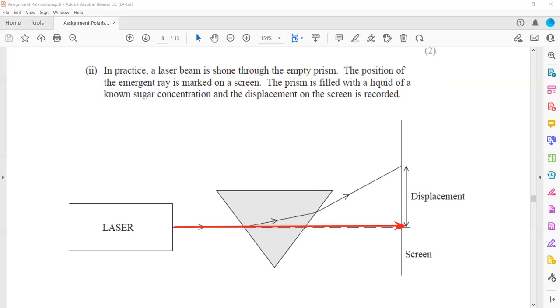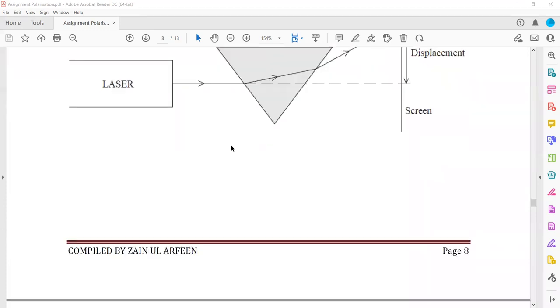But when there is a liquid inside, it has a higher refractive index, so it will bend towards the normal and then bend away from the normal. So with the sugar solution or a liquid and without liquid, the light is taking a different path. And we measure the distance, how much displacement has occurred from the mean position, from the original position, for different concentrations of sugar solution.